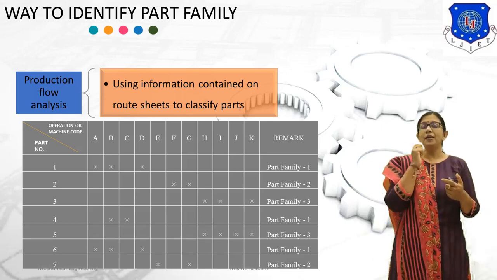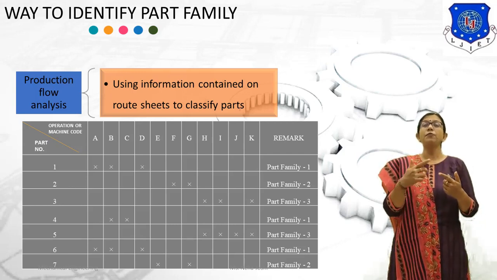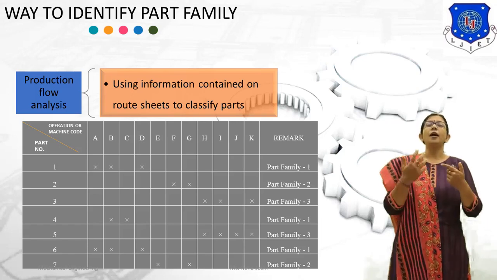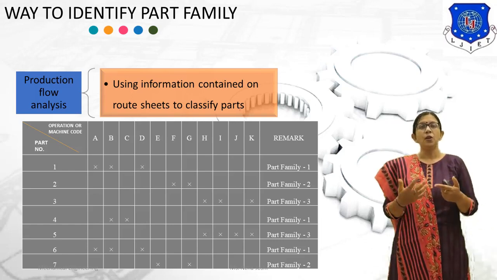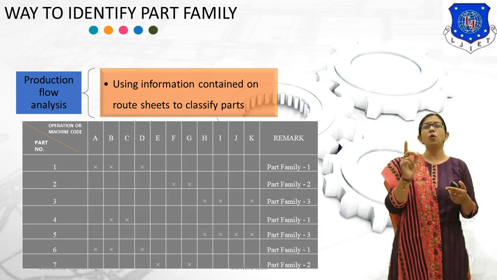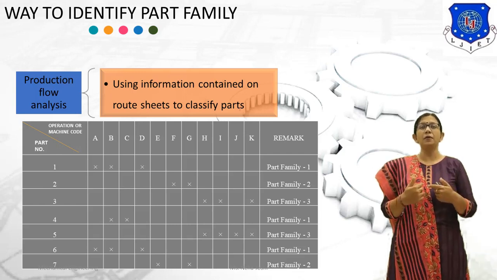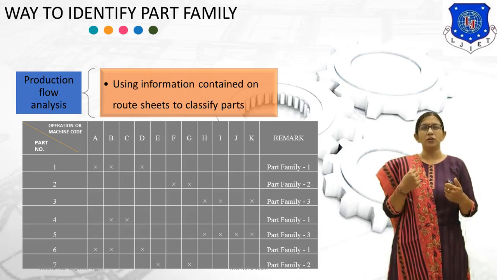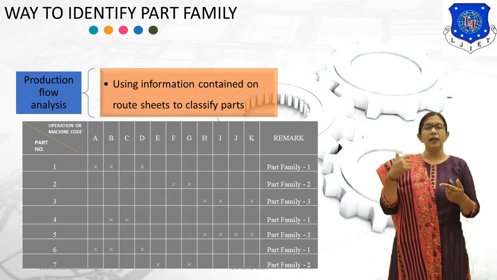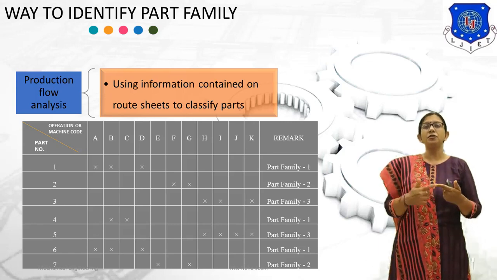The third step is preparation of the PFA chart. Now the PFA chart, the product flow analysis chart, contains the data of part number against operation or machine code. The cross mark, as you can see in the diagram, at a location indicates which manufacturing operations a part number requires. Part number 1 requires operations A, B, C, as you can see in the diagram. Part number 2 requires operations F, G.